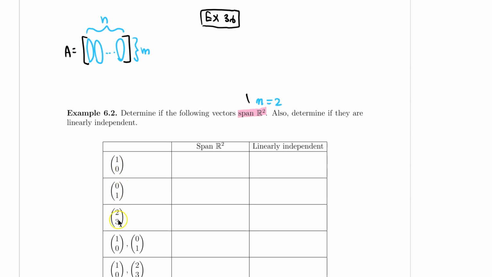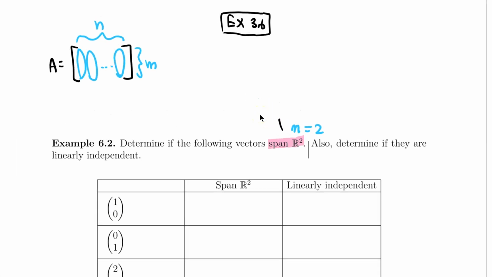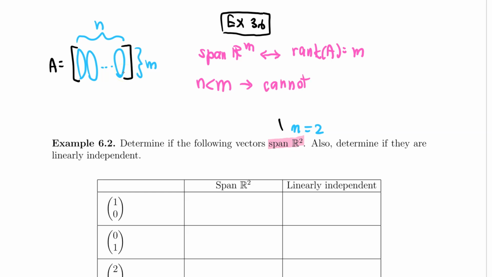Now, to check if they are going to span R squared, or in general if they are going to span R^m, that is going to happen precisely when the rank of my matrix A is equal to m. We also knew that if n is less than m, that means I do not have enough vectors. If I do not have enough vectors, then I can tell that they are not going to span for sure. They cannot span R^m for sure.